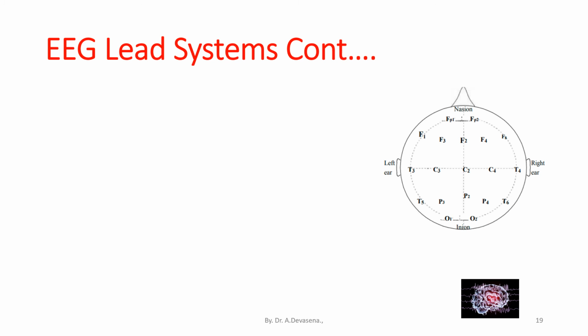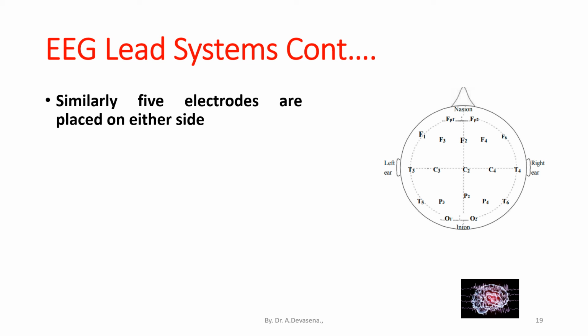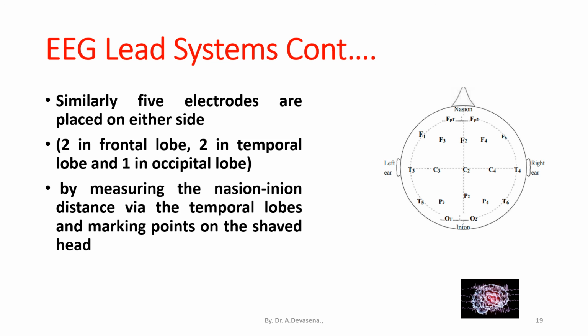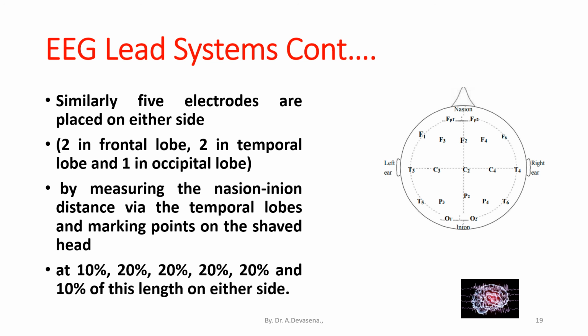Similarly, five electrodes are placed on either side, that is, two in the frontal lobe, two in the temporal lobe, and one in the occipital lobe, by measuring the Nasion-Inion distance via the temporal lobes and marking the shaved head at 10%, 20%, 20%, 20%, 20%, and 10% of this length on either side.